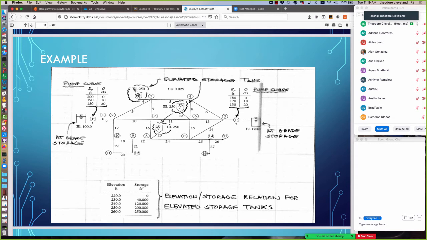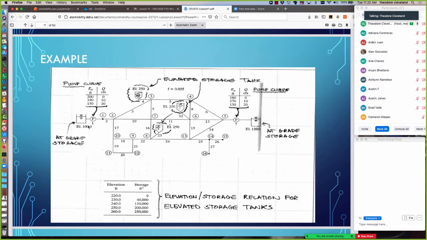And each of these tanks were supplied with the bottom elevation of the tank and an elevation storage table, which tells us for instance, if the pool elevation at one of those 3 tanks is 250 feet, then that tank is currently storing 200,000 cubic feet of water. If the pool elevation goes up to 260 feet, there's 250,000 cubic feet of water. If it drops to 240 feet, there's 120,000 cubic feet of water. Drops to 230, 40,000, 220, the tank is empty.